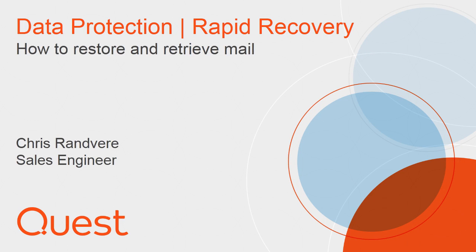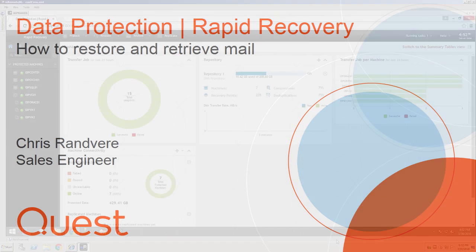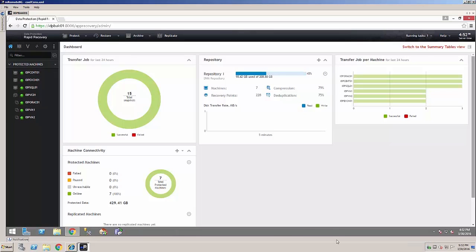This is Chris Ranvier, sales engineer for data protection, and in this video I want to discuss how Rapid Recovery goes about doing mail restores, mail retrievals, attachment retrievals, anything of that nature that a backup administrator would normally be getting requests for. In this case, when you become a Rapid Recovery customer, without any additional charge, you're provided additional applications to interact with Rapid Recovery.